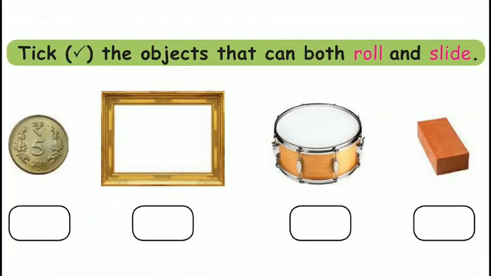Next, take the objects that can both roll and slide. Coin and drum have both flat and curved surface. So it can both roll and slide. So tick the coin and drum.